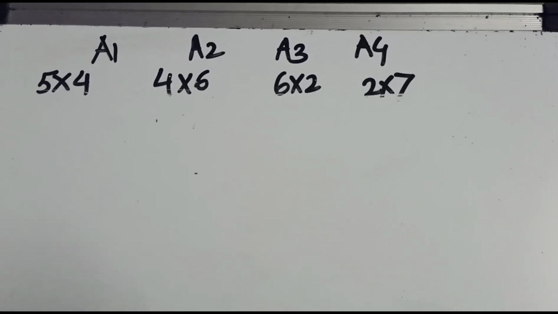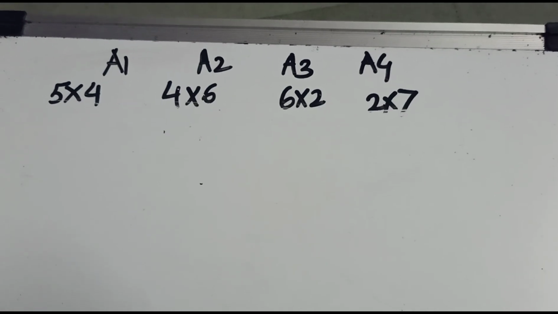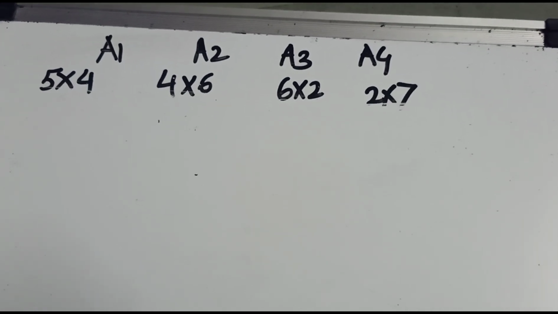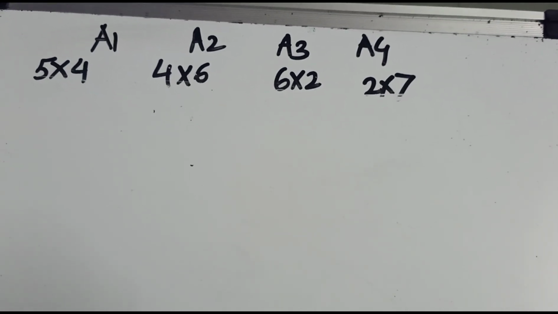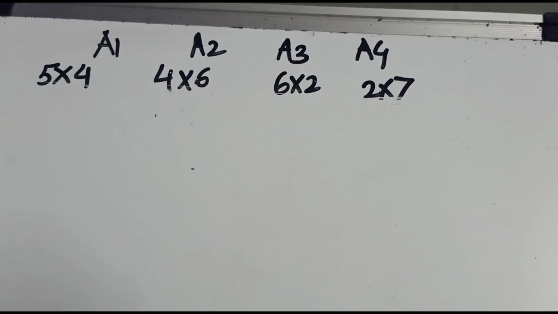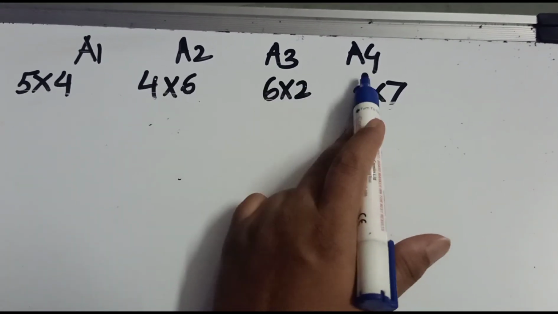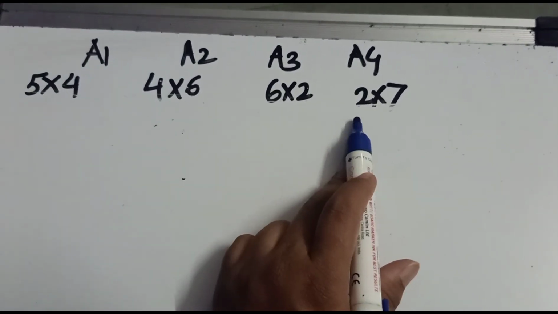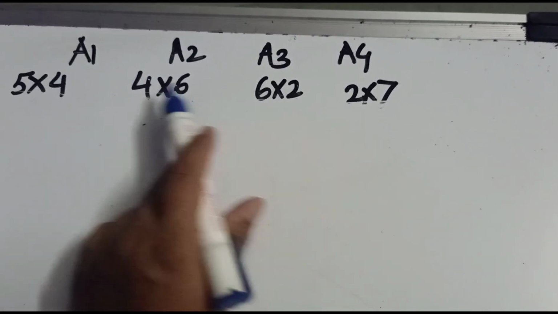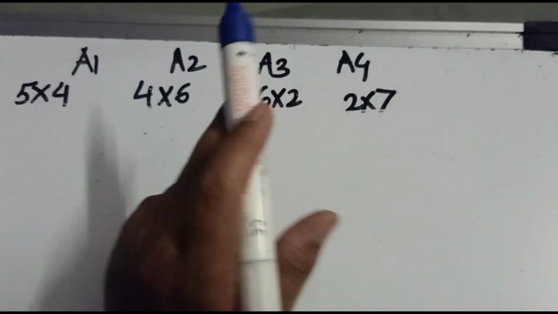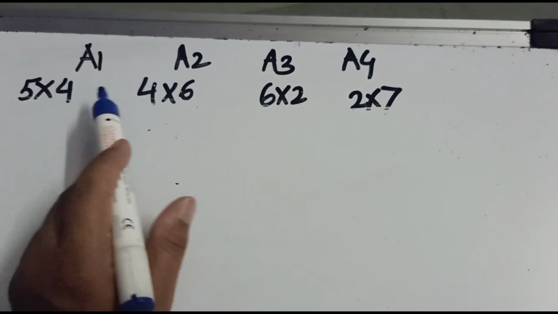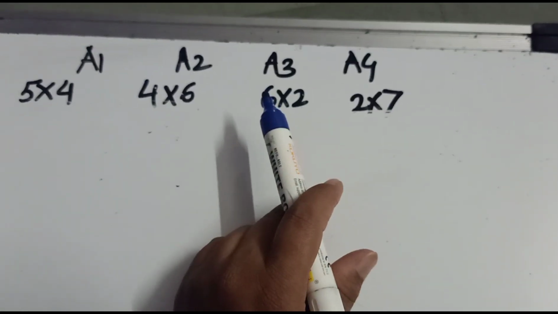Now we will see an example of how 4 matrices can be multiplied with each other with the help of the formula that we have just seen. In this example there are 4 matrices, and the dimensions are given. We are not concerned with the values, we are concerned with the dimensions of the matrices. First we will check whether these matrices can be multiplied or not.